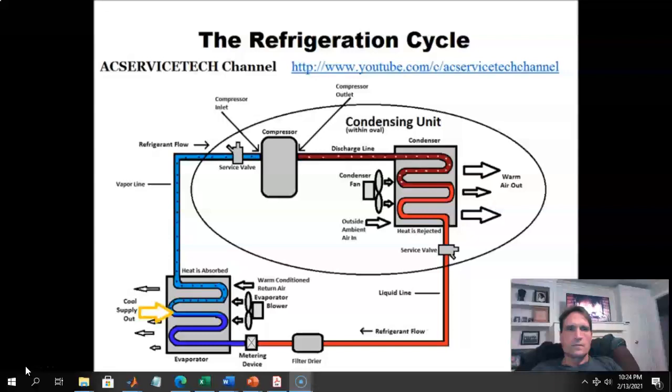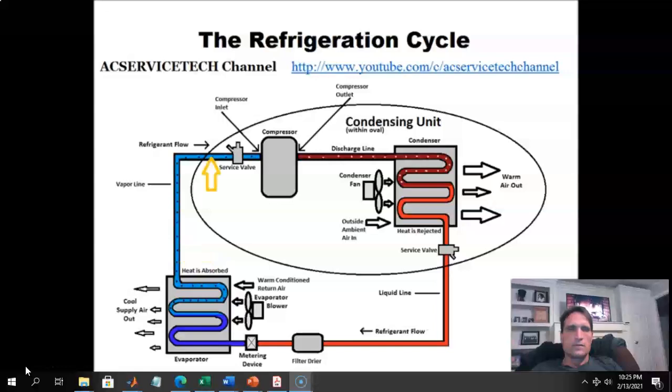All right, after the saturated state, it turns into that low pressure, low temperature vapor, until it comes out of the evaporator coil, where it's still absorbing heat. As it comes out of the evaporator coil, the temperature increased from the end of the saturated state in vapor to where it comes out. That's called the superheat.